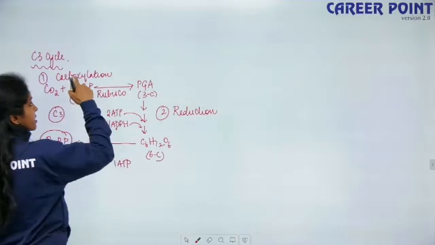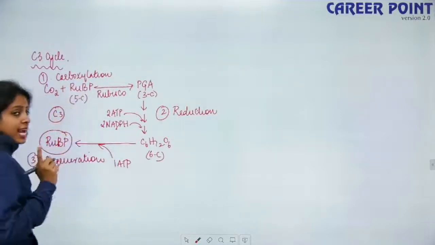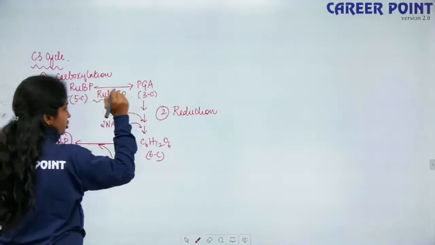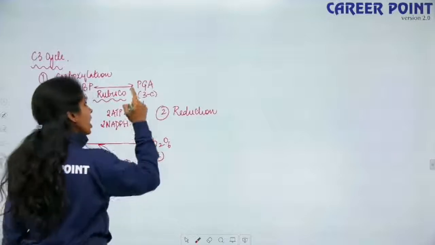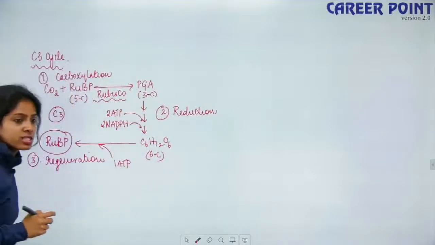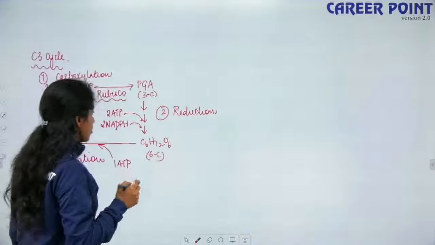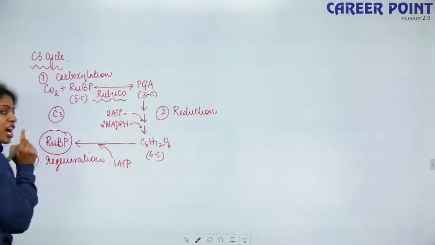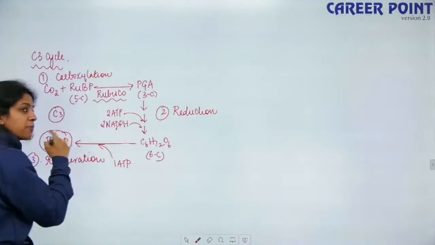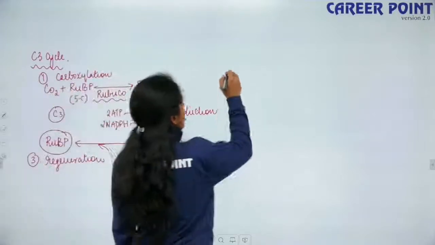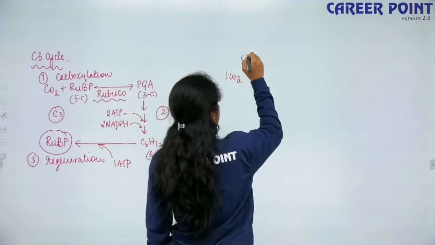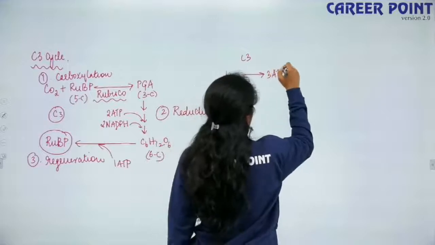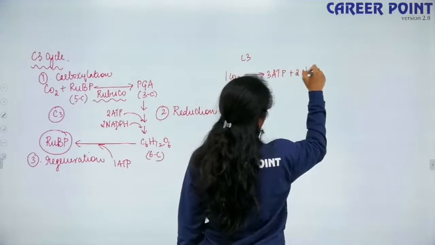So first step is carboxylation, where carbon dioxide is fixed. For this the enzyme is Rubisco. The second step is reduction, where the 3-carbon phosphoglyceric acid is converted into glucose, right? For which we have to use 2 ATP and 2 NADPH. Then your RuBP is regenerated, so ATP is again used. So for 1 molecule of carbon dioxide in your C3 cycle, you use 2 plus 1, 3 ATP plus 2 NADPH.